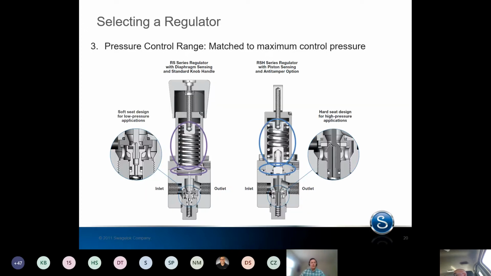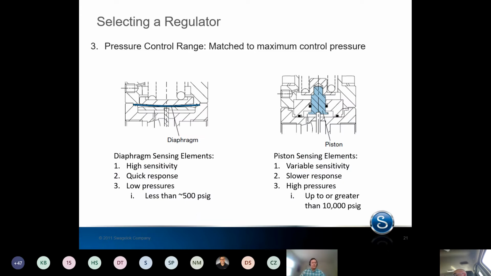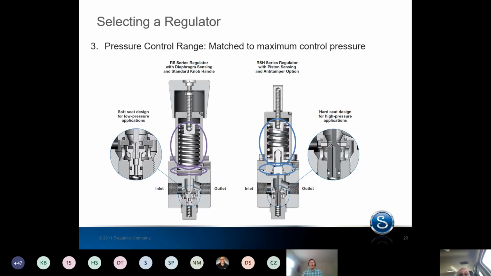So next is the pressure control range. And so this is an important one, especially when we think about accuracy, right? Pressure control range is really affecting the loading element and the sensing element, right? And we'll talk a little bit about both of those through this section.